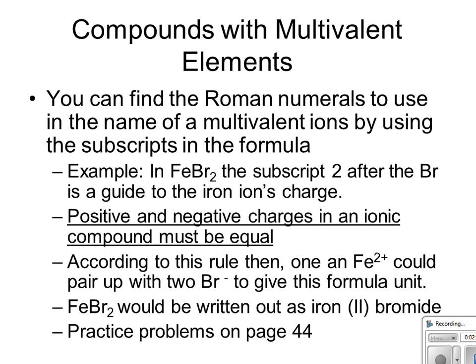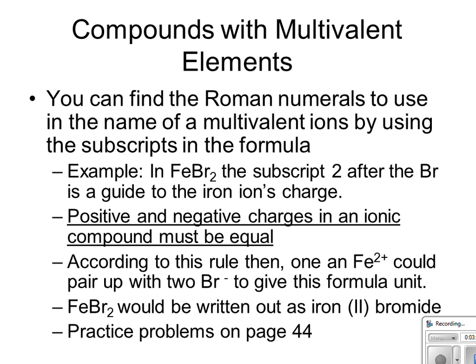If you flip to page 44 in your textbook and look at the practice problems, you'll see number 2 tells you to write out the names of the following compounds. It'd be a great practice to do. The first one is FeCl3, so that means you have iron(III) chloride. If you look at B, you have PbO2, so you have lead(IV) oxide.